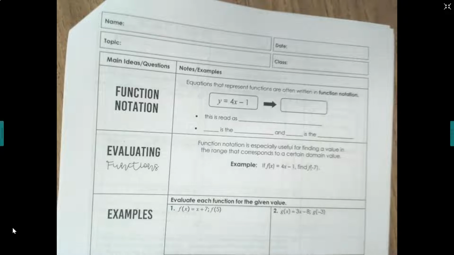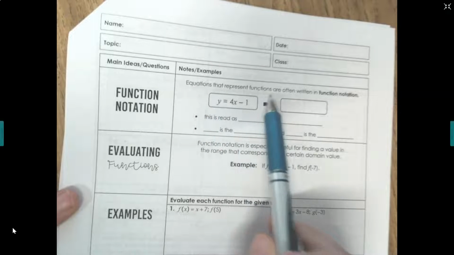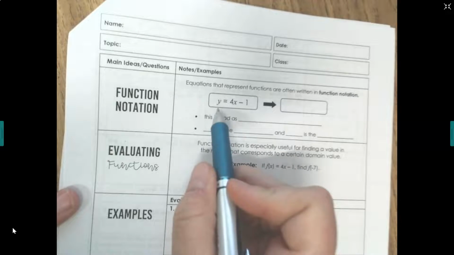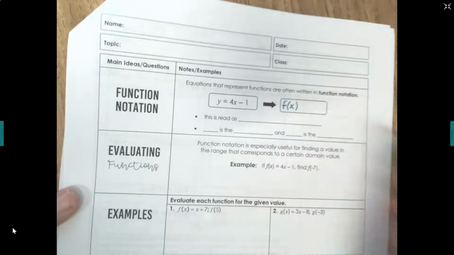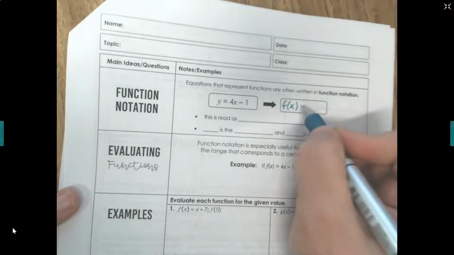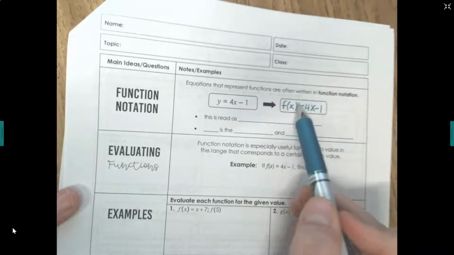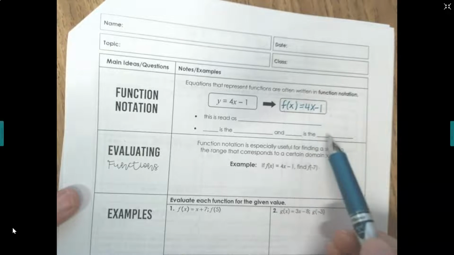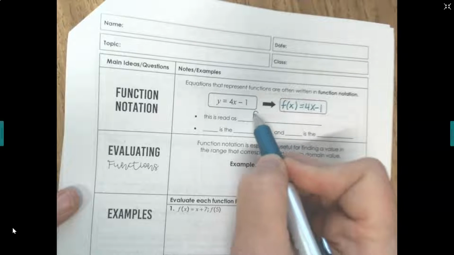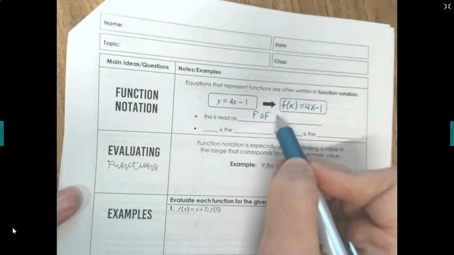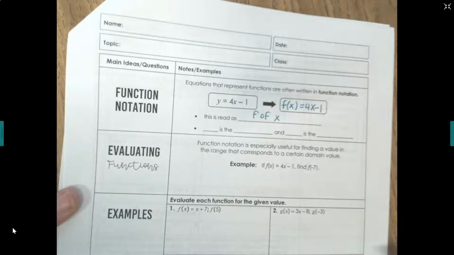So, function notation is when you have an equation that represents a function. Instead of saying y equals, we're going to write f with a parenthesis and x. And then it's going to be the same from here on out. This part guarantees what comes after is a function. And how you're going to say this part is read f of x. So f of x equals 4x minus 1.